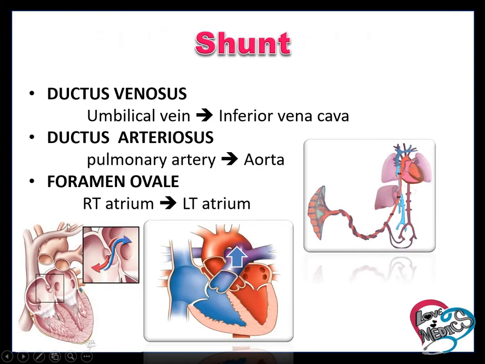Shunt. Shunt means what? Shunt means diversion. Diversion of the blood happens with the ductus venosus, ductus arteriosus, and foramen ovale. The ductus venosus connects the umbilical vein and inferior vena cava, and the ductus arteriosus connects the pulmonary artery and aorta. And the foramen ovale is the opening that connects the right atrium and left atrium.